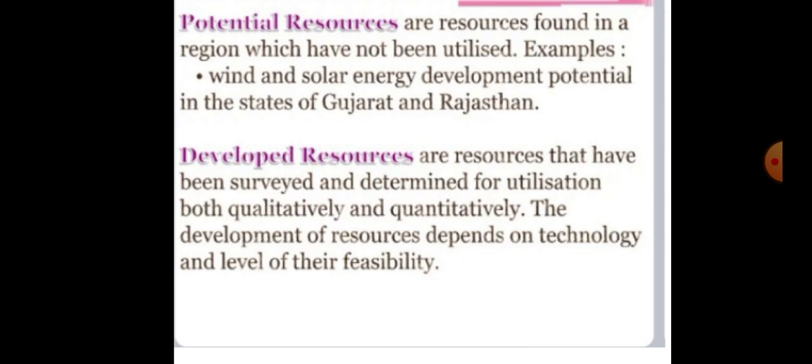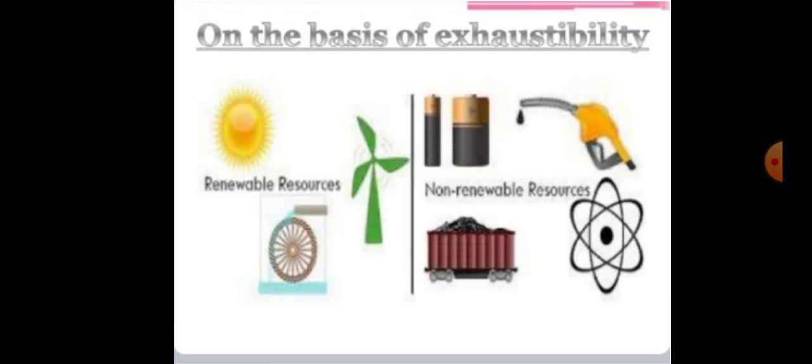An example of potential resource here is solar and wind energy, which can be utilized with the potential in the states of Gujarat and Rajasthan. Developed resources are those that have been surveyed and determined, capacity is estimated, and quality and quantity are also known. The development of these resources depends on the technology and the level of feasibility. That is, do we practically have the possibility to extract these resources for usage?